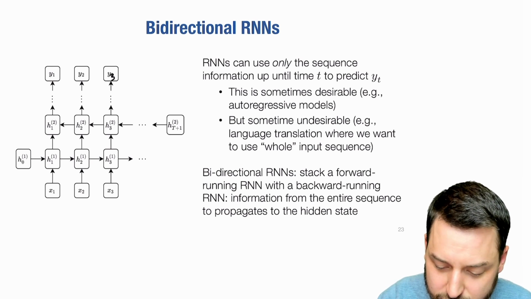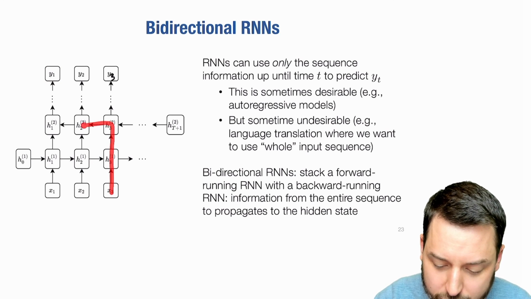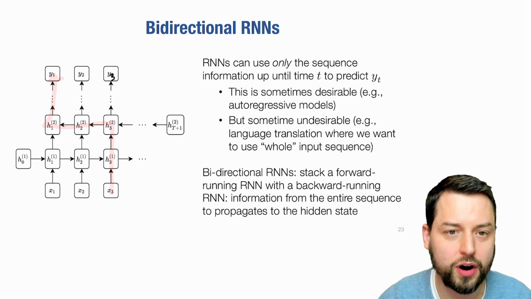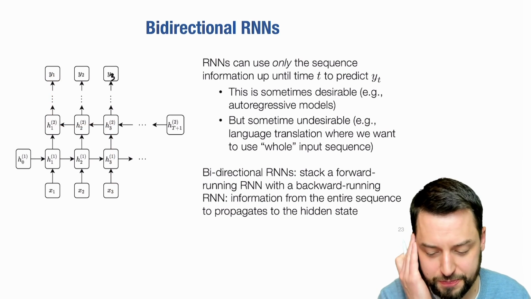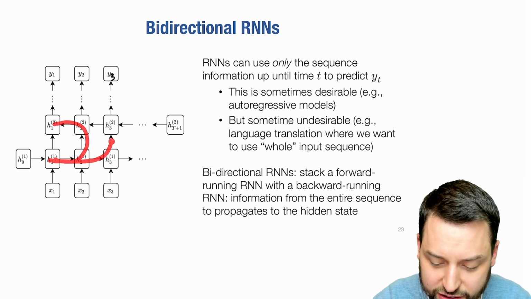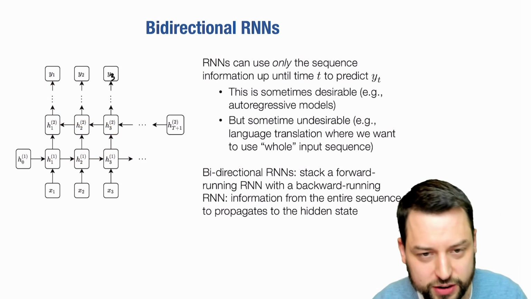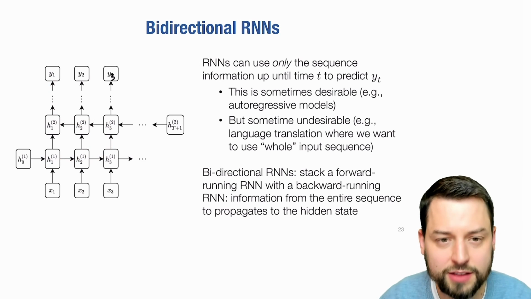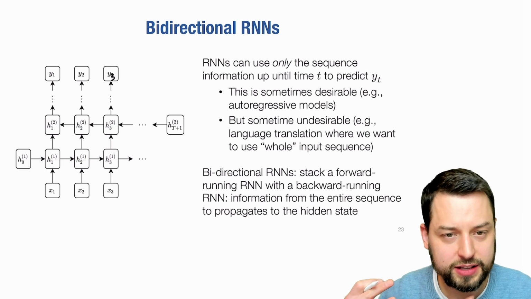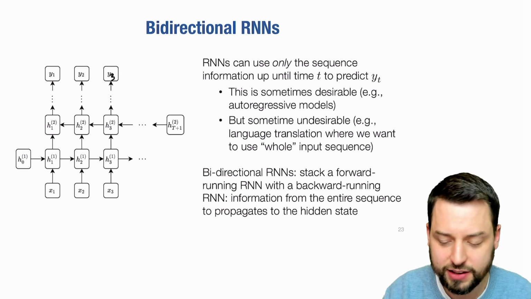Because y1 here has a path of influence from all the other states through the backward RNNs to make its prediction. And of course, there are many different chains of influence. In fact, you have this chain of influence, you have this chain of influence, etc. So you have lots of different flows for information through this network.